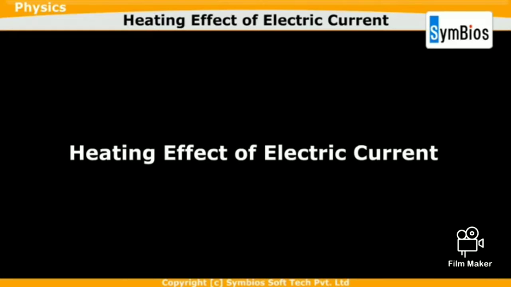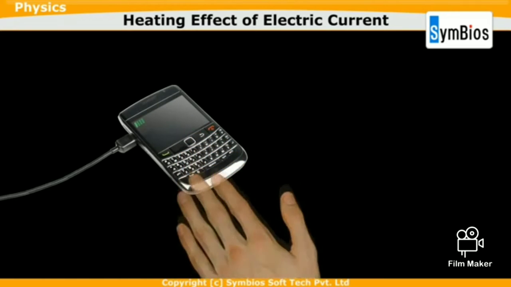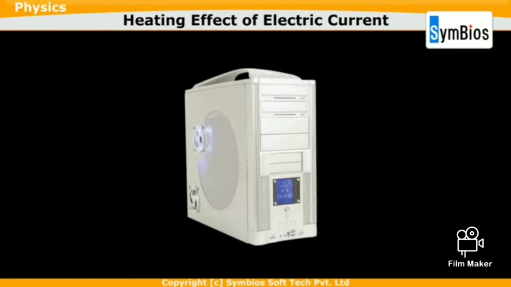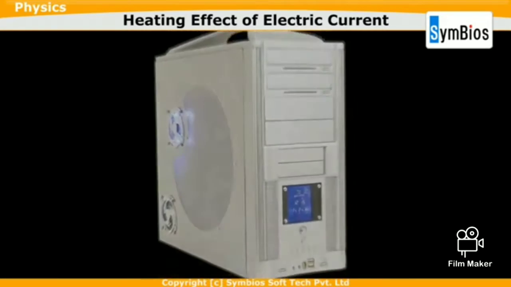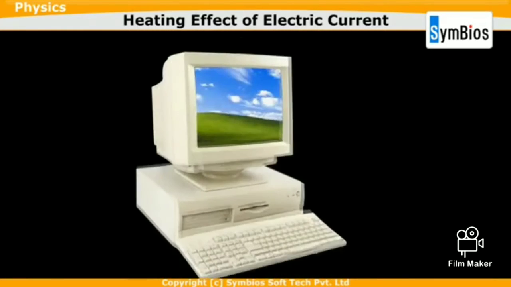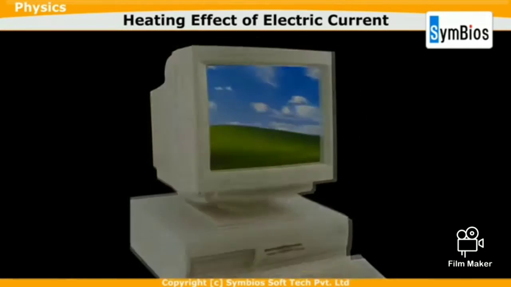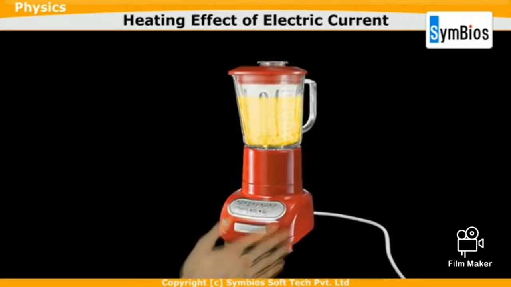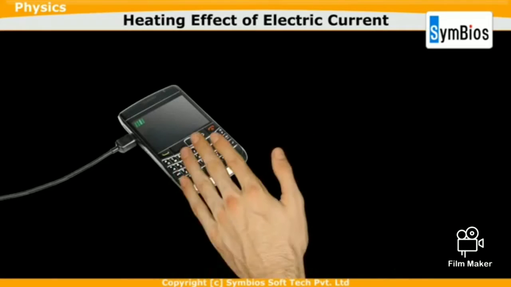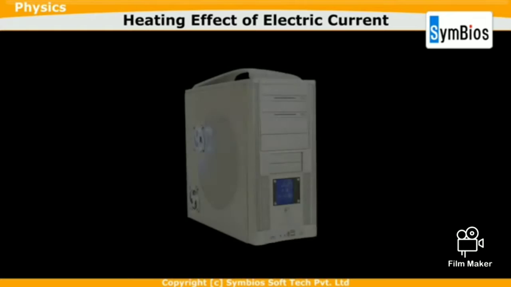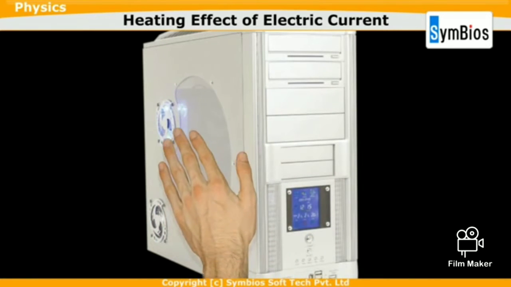Heating effect of electric current. Touch your cell phone which has been charging. Touch the CPU of your computer or the television or the mixer which has been running for some time. Do you feel heat? Why do the electrical appliances get heated when we use them? This happens due to the heat generated as a result of heating effect of electric current. Let us learn more about it.